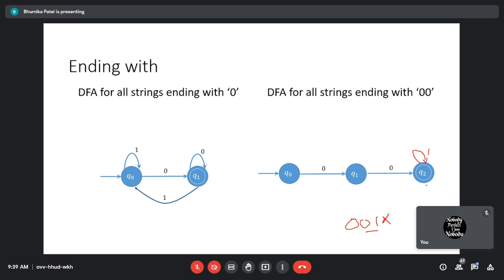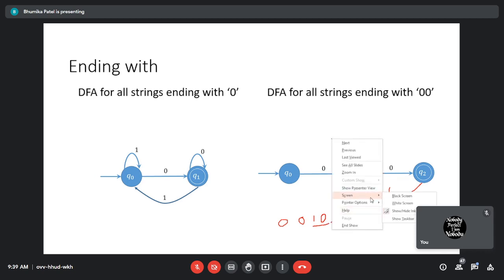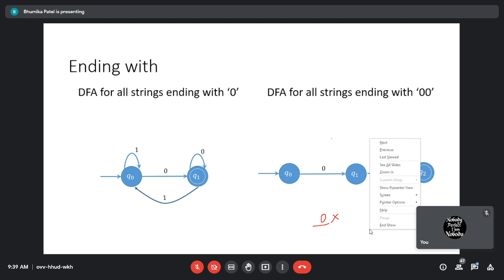Same way, can I go to Q1 with this symbol 1? No. What happens here? It will read 0 0, then 1 and 0. The string becomes 0 0 1 and it will be ending with 0, so it must not be accepted. So which state is left? Q0. So you can always go to Q0 in this case. This will not happen in all cases, but in this case it will, right?